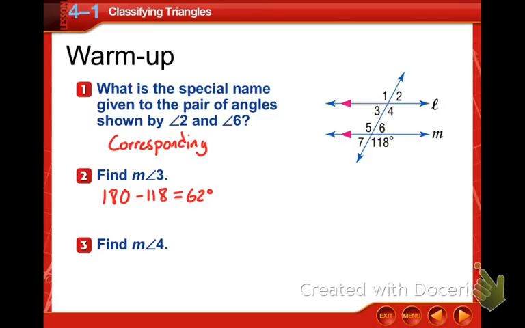So now that we have that 62, we know every angle in this picture. The measure of angle 4 is a corresponding angle to the angle we do have, which basically just means that the measure of angle 4 is 118.